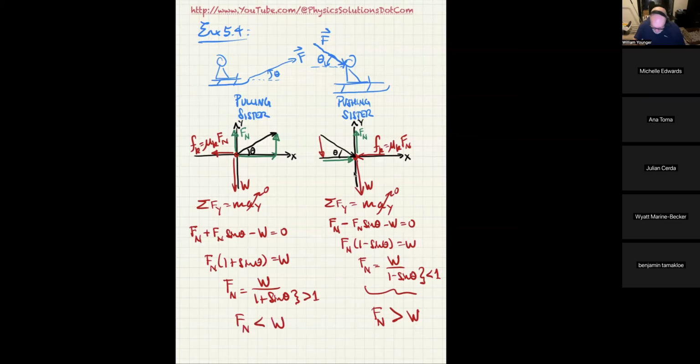And since the friction force is proportional to the normal force, we see that in the case of pulling, we've decreased the normal force. Therefore, we decrease the friction. Therefore, we can pull her more easily and more quickly than we can push her. Does that make sense to everyone? Anybody have any questions on that?